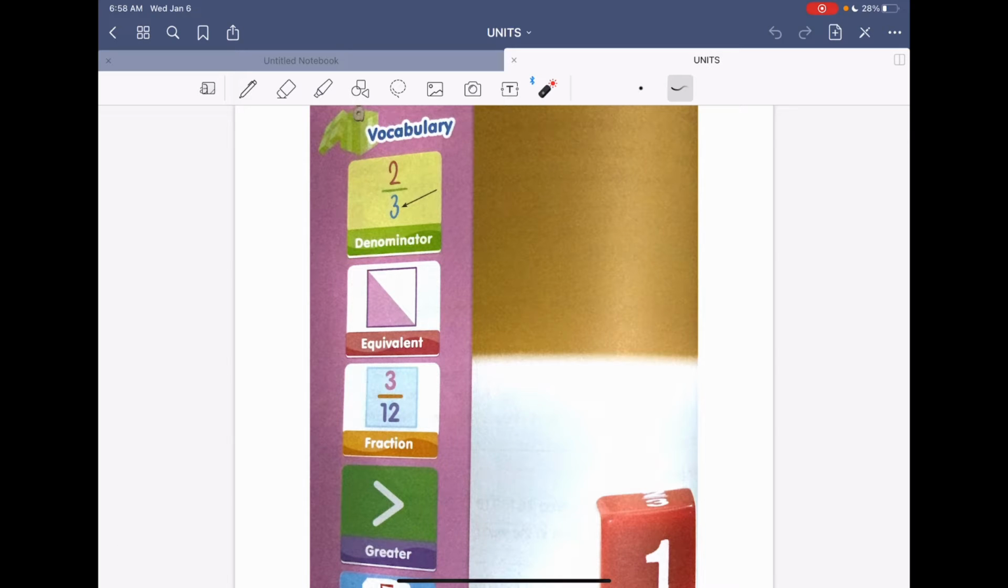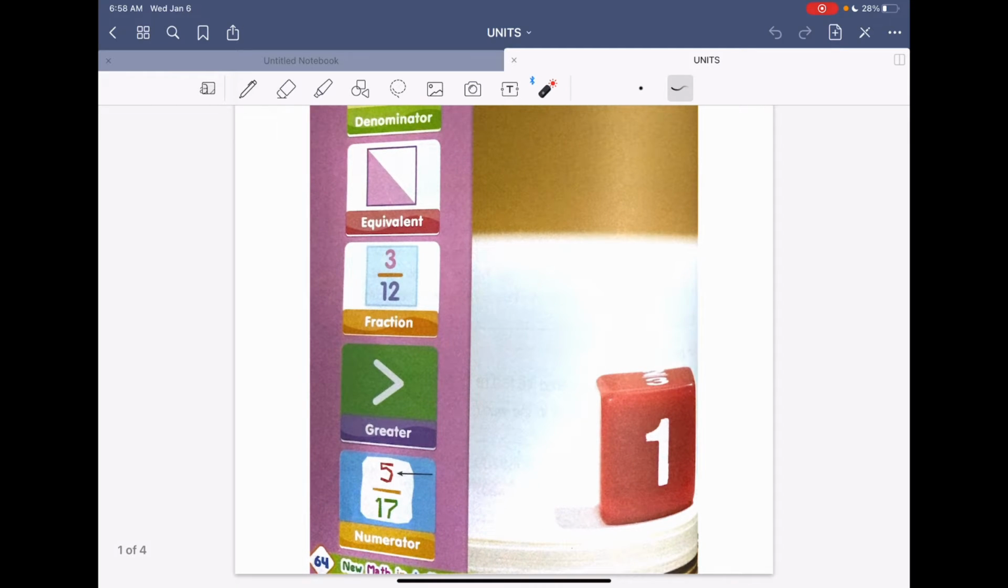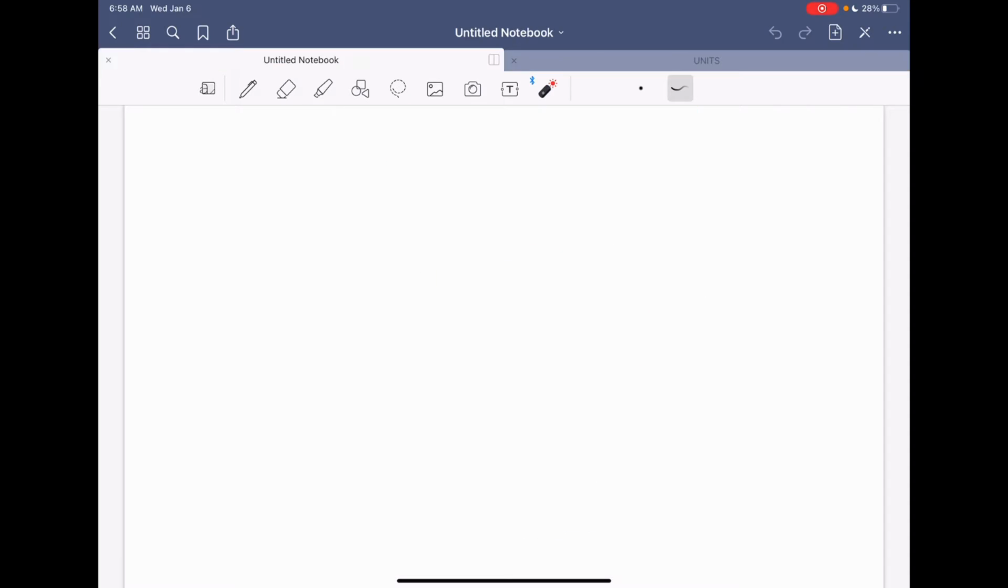Denominator, equivalent, fraction, greater, and numerator. So, let's begin with talking about what is a fraction. A fraction means that it's not the whole piece. It's only part of a number.